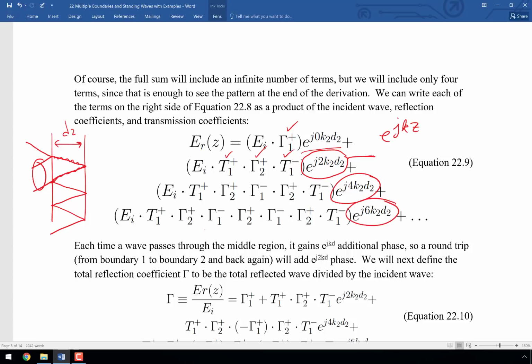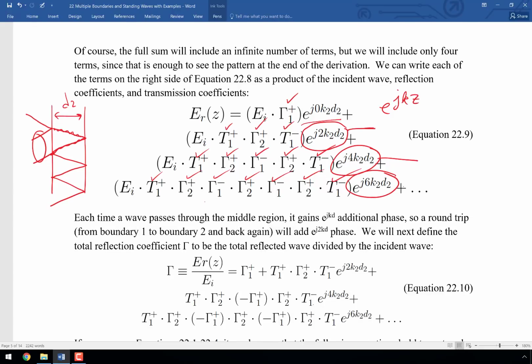You can begin to see the pattern here. For example, in order to get this wave right here, it has to transmit, then reflect on the first barrier, then reflect on the second barrier, then transmit through the first barrier. And then to get the last one that goes 6, you have to transmit, then reflect, transmit. So this is a full representation of the first 4 terms of the reflected wave.